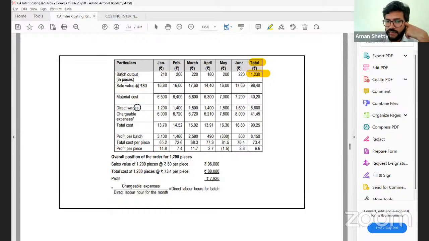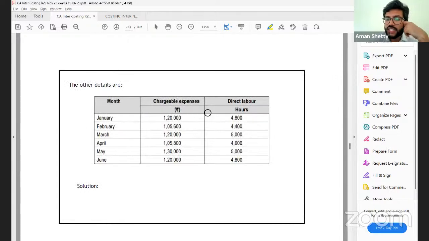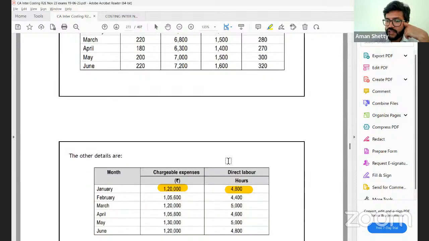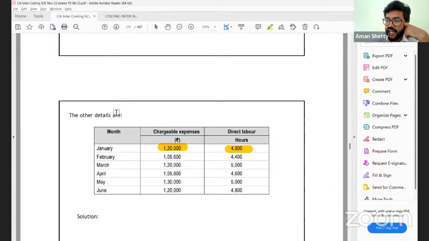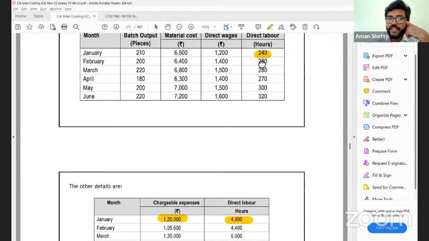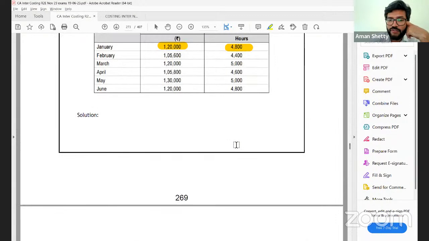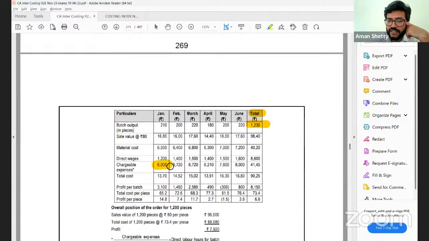Sales value is given, material cost given, direct wages, chargeable expenses you compute. Chargeable expenses: 1,20,000 divided by 4,800 direct labor hours. The 1,20,000 is the chargeable expense, and the direct labor hours corresponding to it is 4,800. For this particular month, for this batch, 240 labor hours is used. So you multiply by 240. That is how you get 6,000 here.